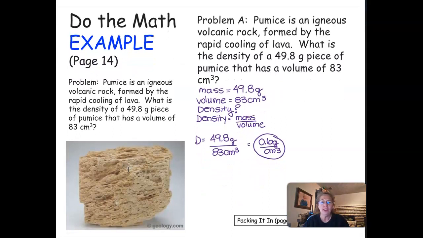Write what you know, what you want to know, the formula. Substitute what you know into the formula, and then solve. So with this, you find out that the density of pumice is indeed less than 1.